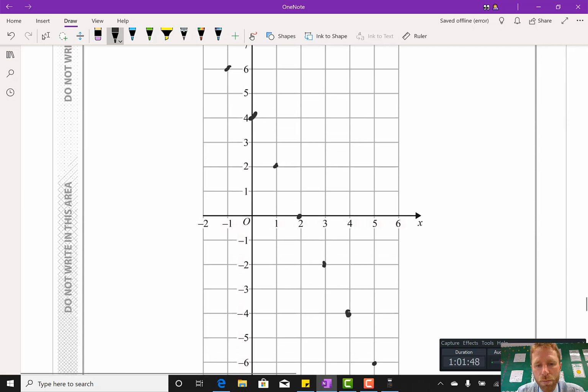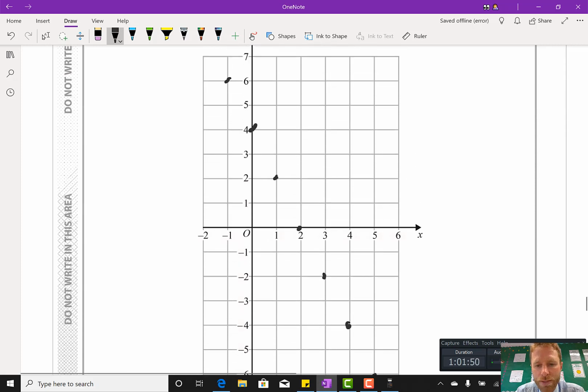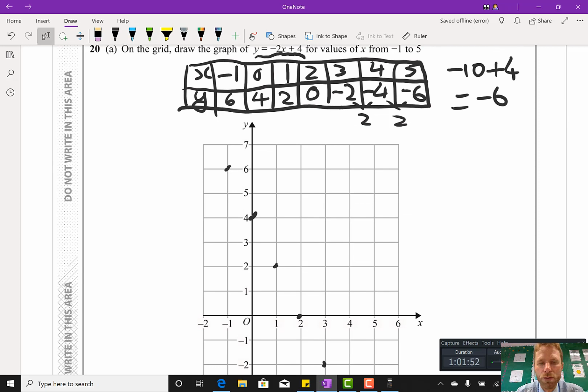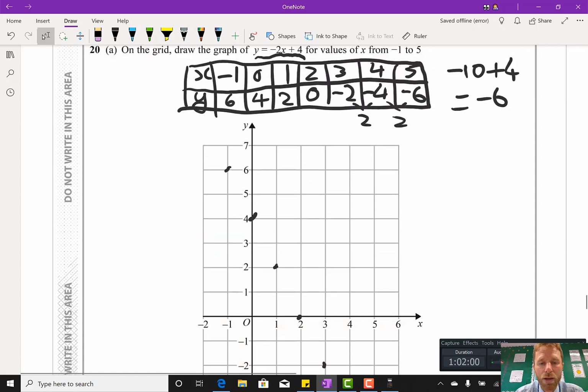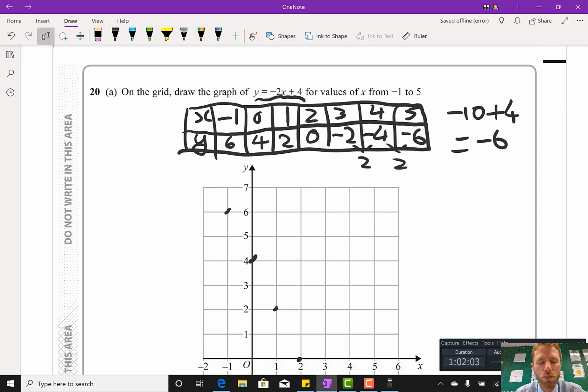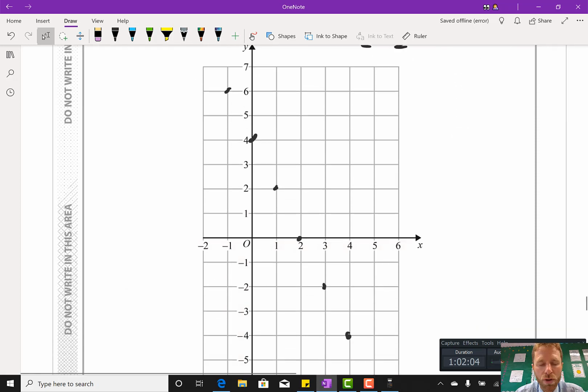If any of them aren't in the line, then I need to go back to my table of values and check. You would be surprised the amount of times I mark papers and people plot the coordinates and then do not do the last bit. Exam technique, go back and read the question. On the grid, draw the graph. I haven't drawn a graph at this point in time. I have plotted some points.